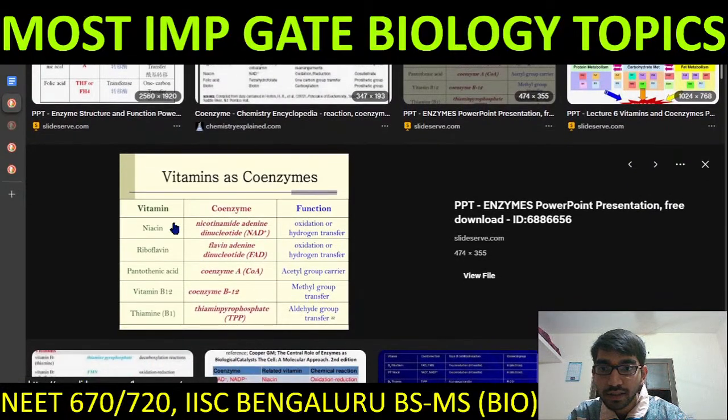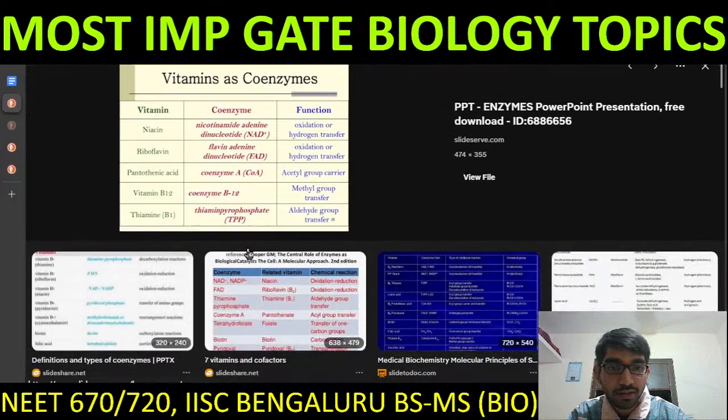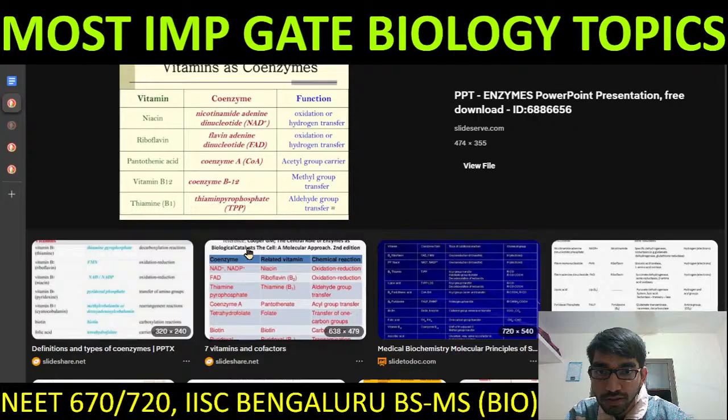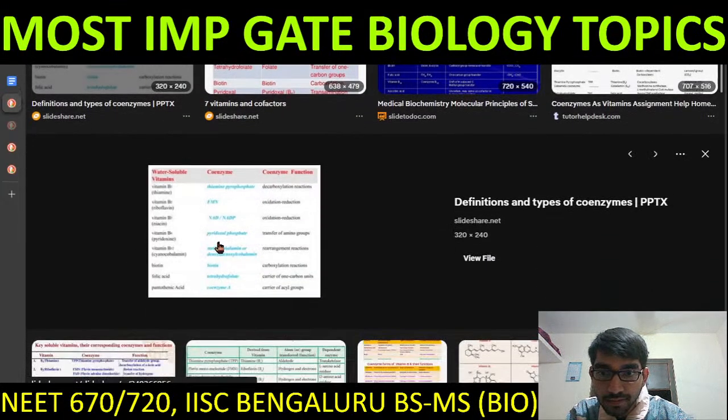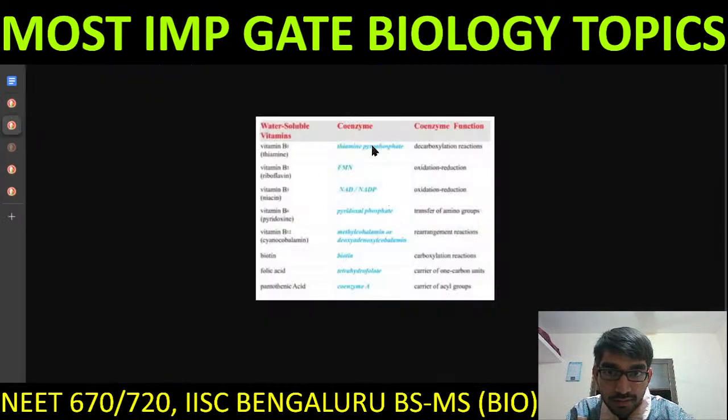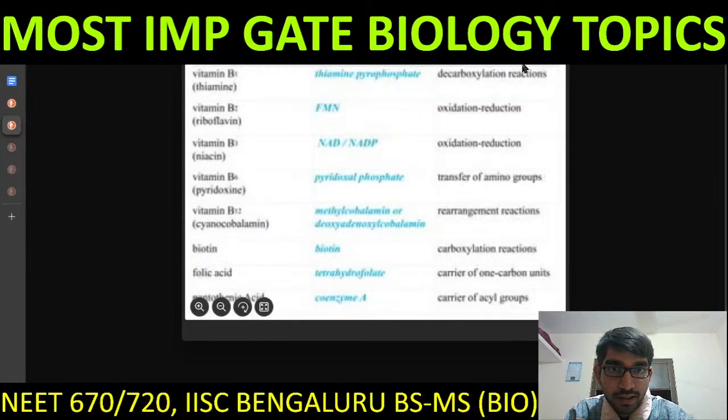Yeah, so here you can see niacin is nicotinamide adenine dinucleotide, oxidation or hydrogen transfer, riboflavin, flavin adenine dinucleotide. This is not a sequential order. I think this one is better. Let me make it bigger, this image. Slightly blurry, but I think it's visible.